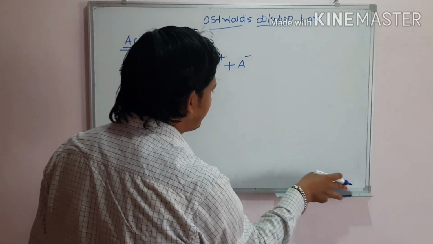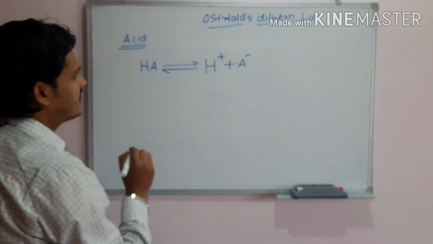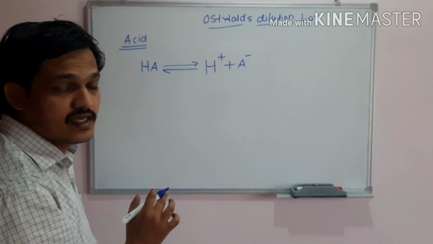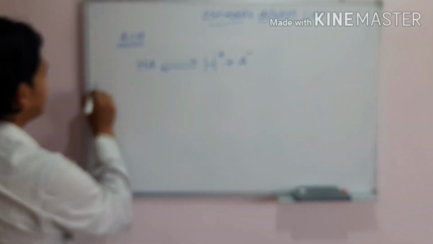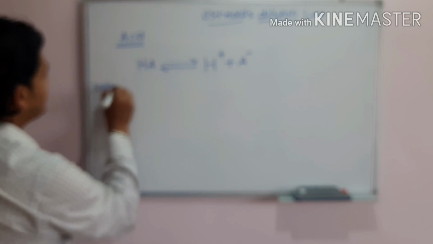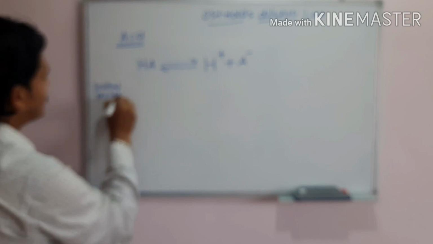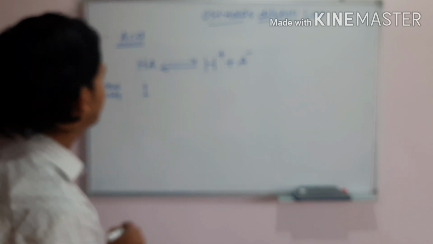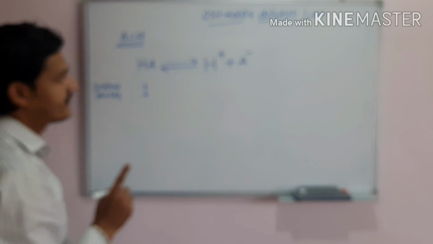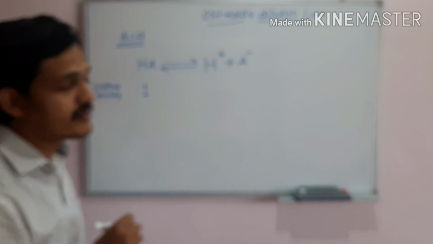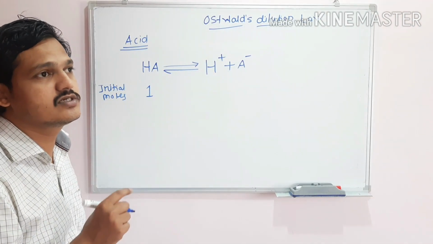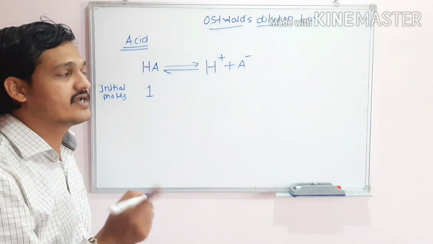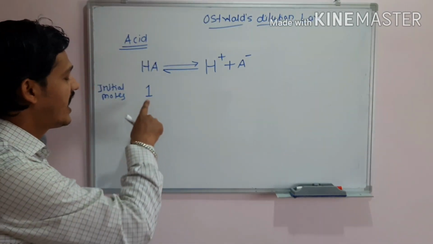First point, consider 1 mole of HA. It dissociates into H plus and A minus. I am writing here the initial moles. What are the initial moles? I am taking 1 mole of HA, because of the concept of degree of dissociation. Degree of dissociation means the fraction of the total number of moles that dissociate into ions. I am taking 1 mole.